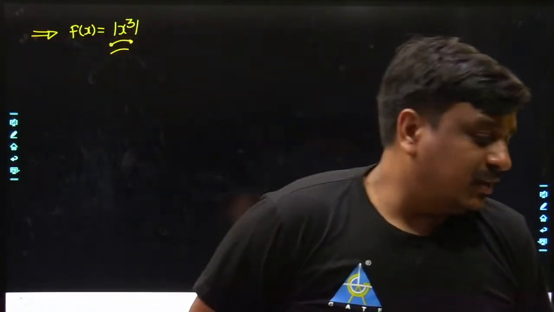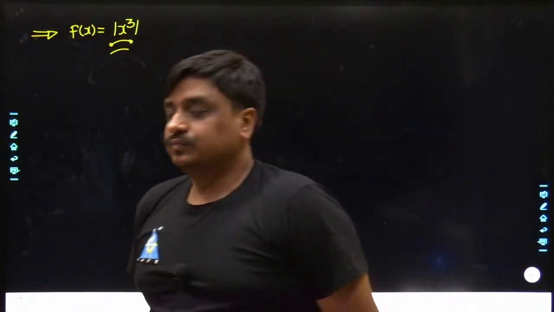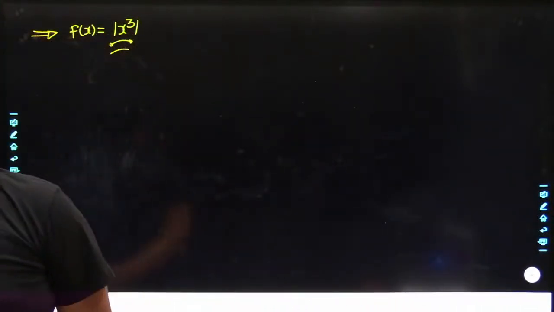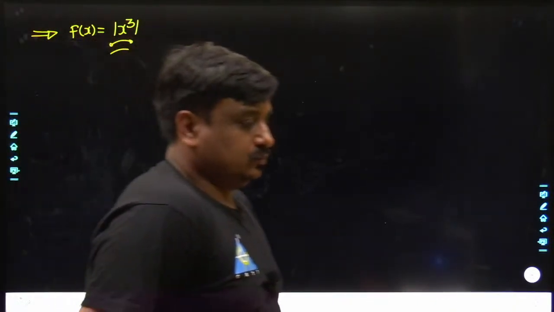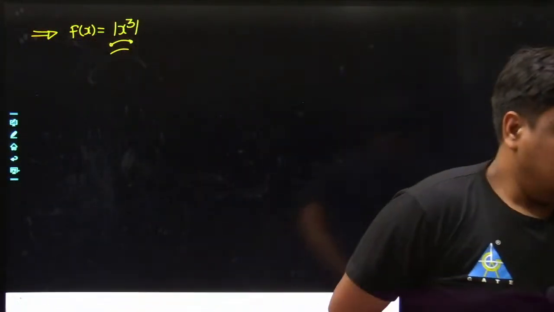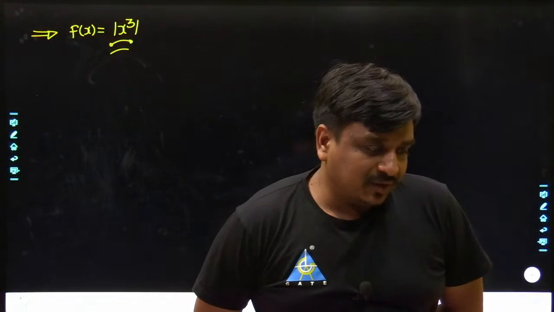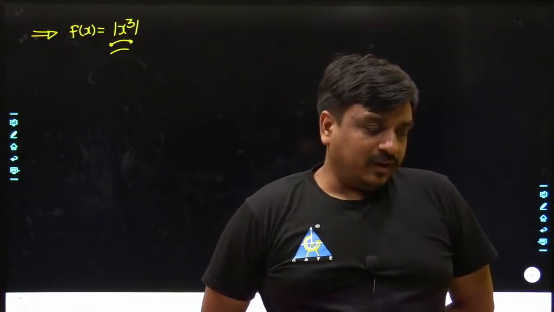Alok Kumar says mod of x to the power of 3. We'll see that also. So this has been the function, mod of x cube. So what Alok is saying is the mod of x to the power of 3.